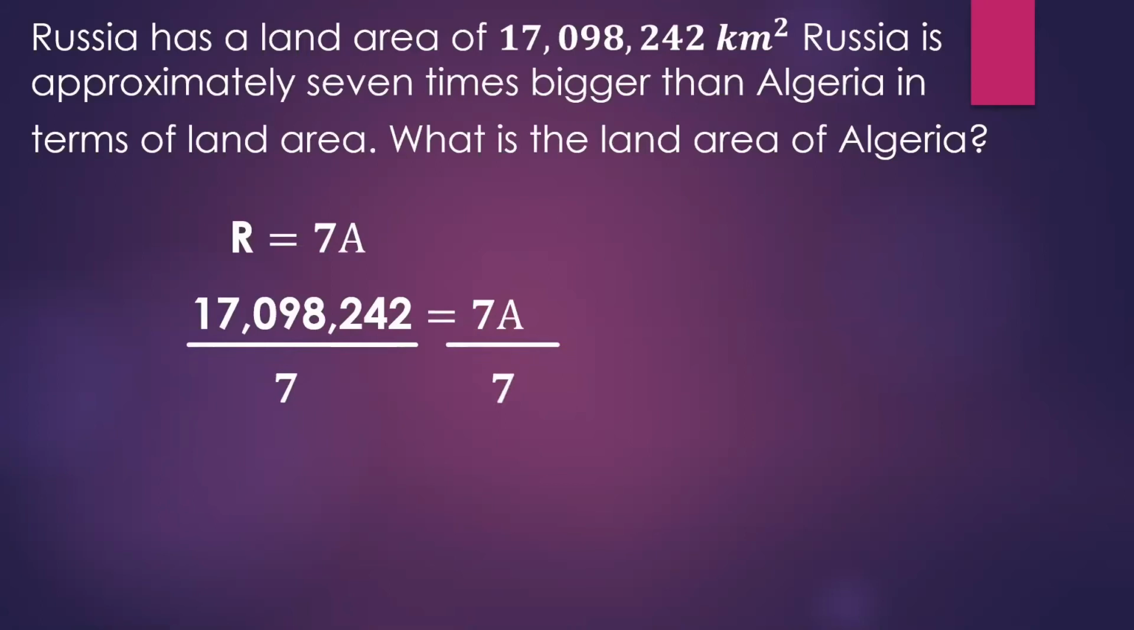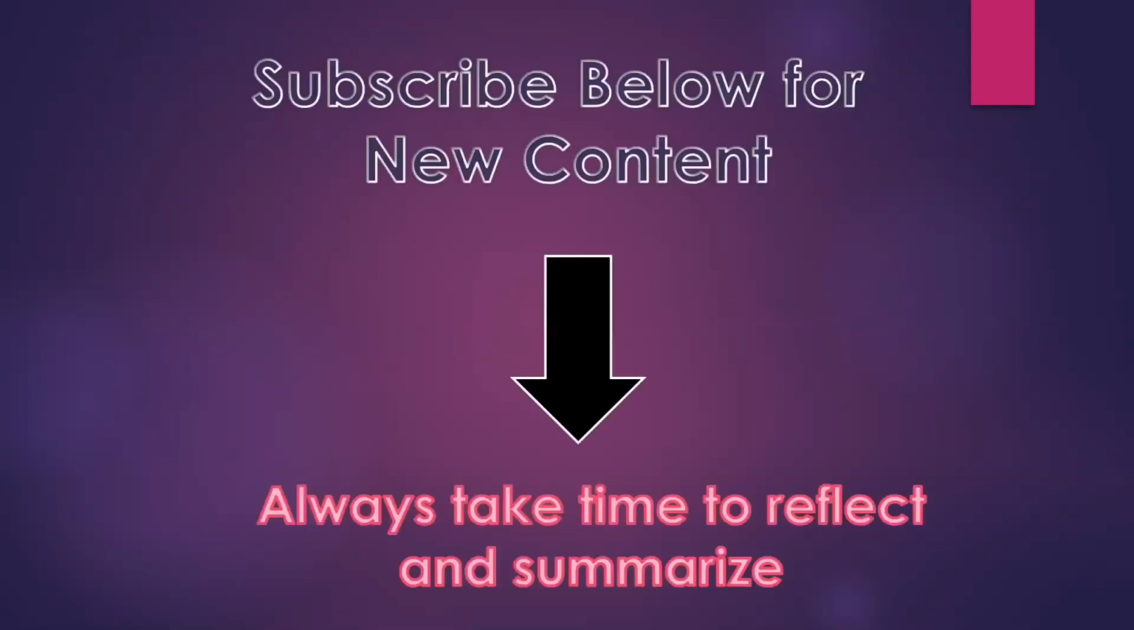right? And of course you can use a calculator. You don't need one because it divides evenly, but you'd get 2,442,606 squared kilometers. If you don't put measurements when it's a real world problem, your number's naked, and we're going to talk more about naked numbers.